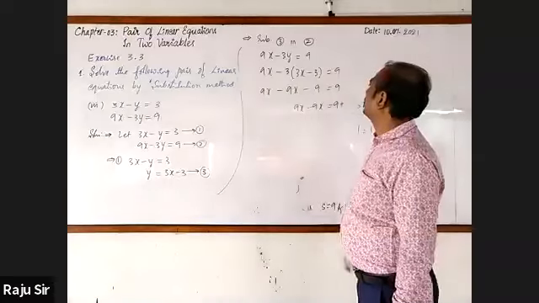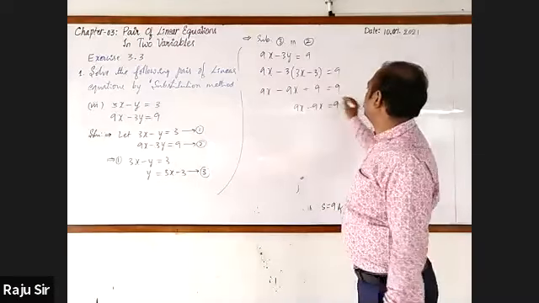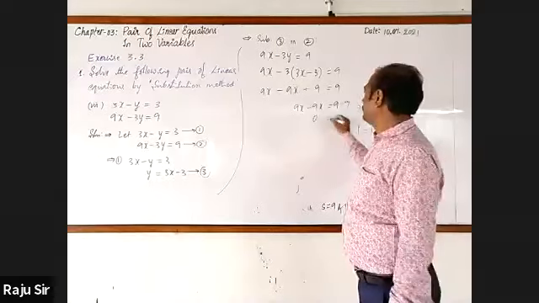So 9x minus 9x is 0, and 9 minus 9 is 0. It is 0.